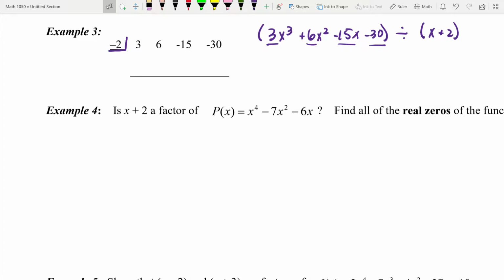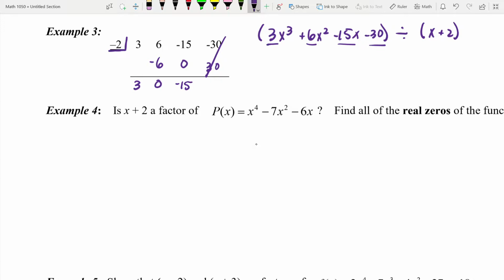It's really easy. Okay, see this 3 right here, guys? All you do is just bring that thing straight down. So the first number always just comes straight down. And then you take the 3 and you multiply it by the number in that little half box. So 3 times negative 2 is a negative 6. Now you combine 6 and negative 6 and you get a 0. Now take the 0 and multiply it by negative 2. 0 times negative 2 is a 0. Combine those two things, negative 15 and 0 is negative 15. And negative 15 times a negative 2 is a positive 30, and I'm good. I've just proven that x equals negative 2 is a solution, and that x plus 2 is a factor, okay?